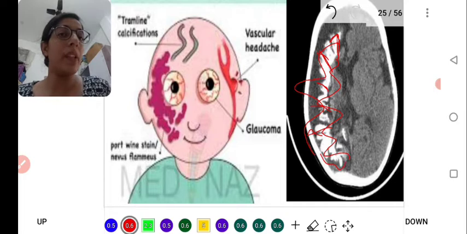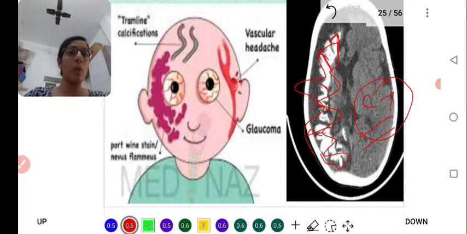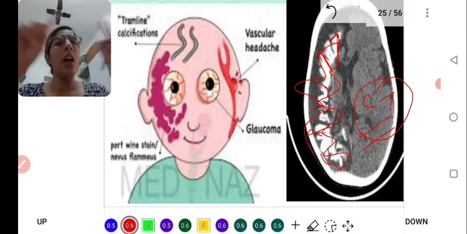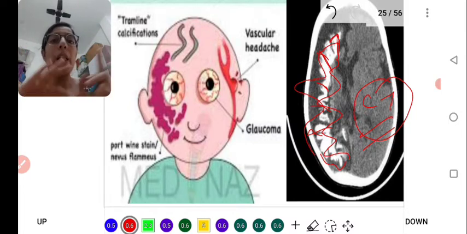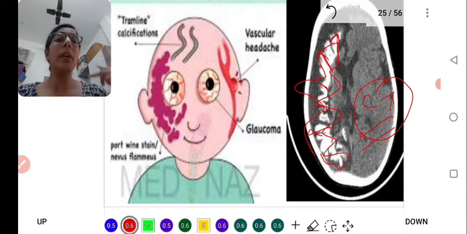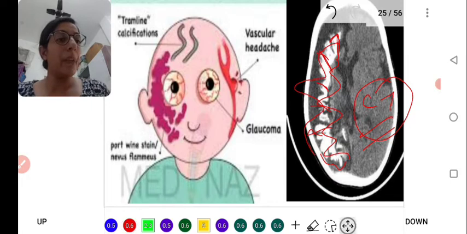This one is the CT. The most important thing: this is the part of the CT where calcification is seen white. It is CT, the outer area of the brain, that is the bone part, not the fat. Fat is seen white in the MRI, but bone is seen white in the CT scan. So these are the calcifications seen in Sturge-Weber syndrome, with a tram-like appearance.